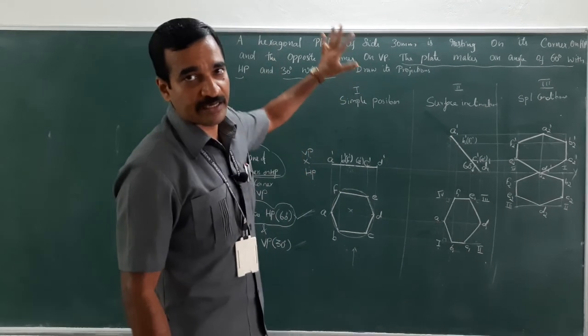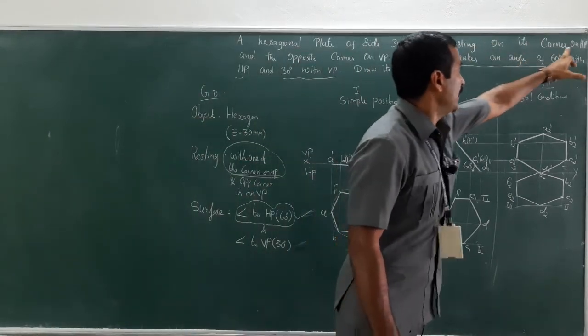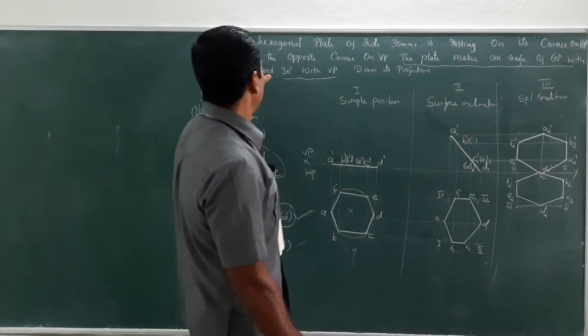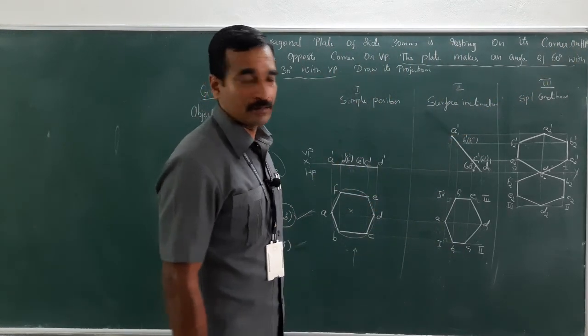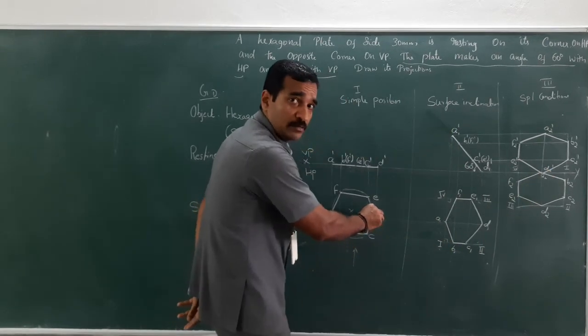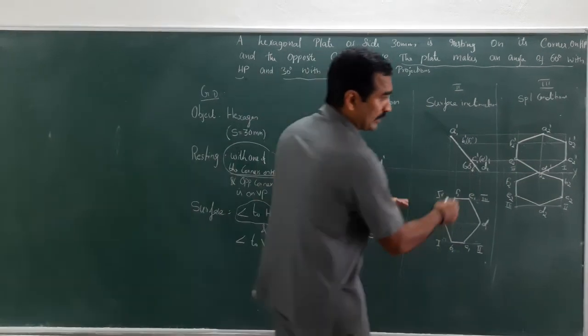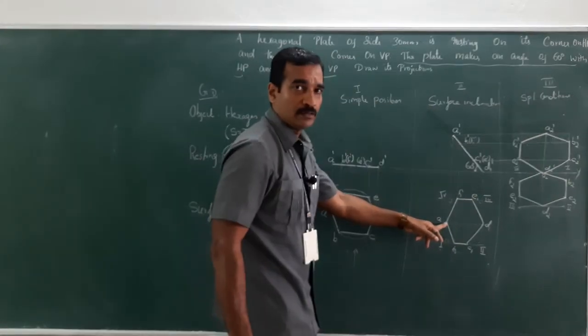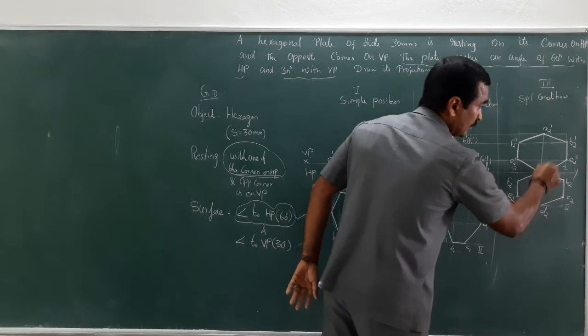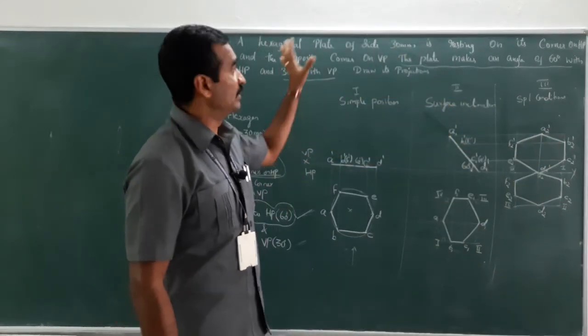So what was the condition mentioned in the question? Resting on one of its corners on HP and the opposite corner on VP. Right? Look at here. D, that is what we kept on HP. D is on HP. And the opposite corner, which is A, is resting on VP. So now it satisfies the condition mentioned here.